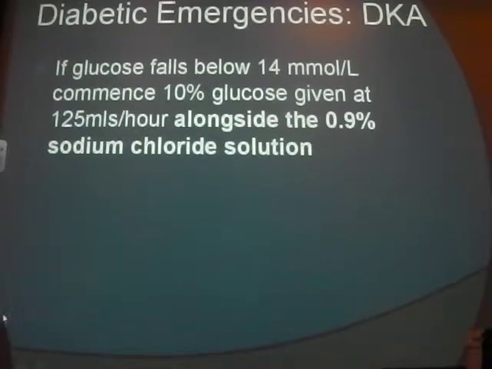If the glucose gets below 14 millimoles per litre, then you can start to alter your fluid regime. This doesn't mean stop the normal saline, but it means you can add in a bag of glucose. So that's something like 10% over 12 hours. So don't stop the normal saline, keep that going, add the glucose in as well.